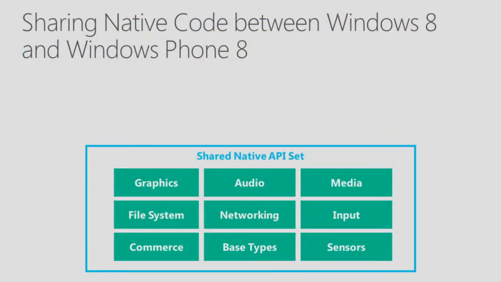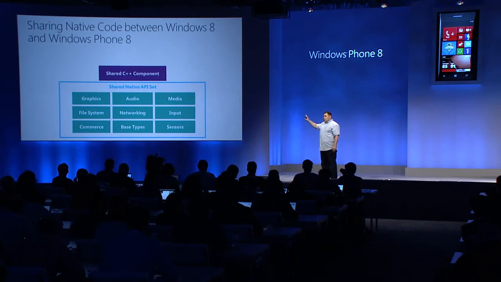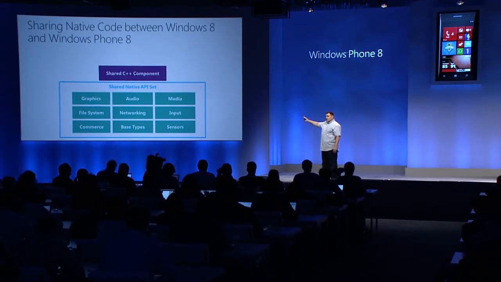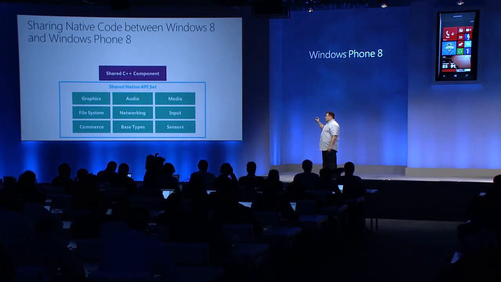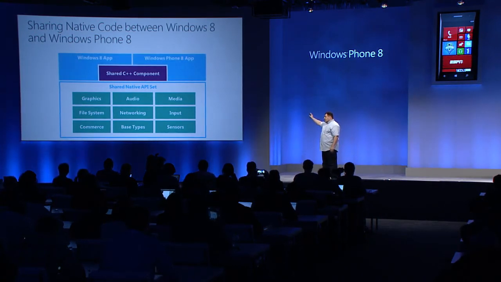Let me show you how a developer can target both Windows Phone and Windows 8. Windows Phone and Windows 8 have what we call a shared native API set. And you see about 9 technology groups that we highlight in here that are the same exact APIs on both platforms. A developer can build a shared C++ component on top of these APIs, and that component can be reused unchanged inside of both a Windows Phone 8 application as well as a Windows 8 application.